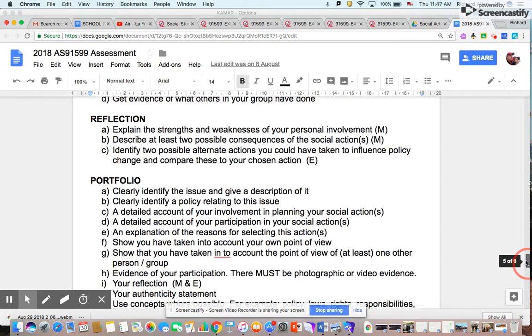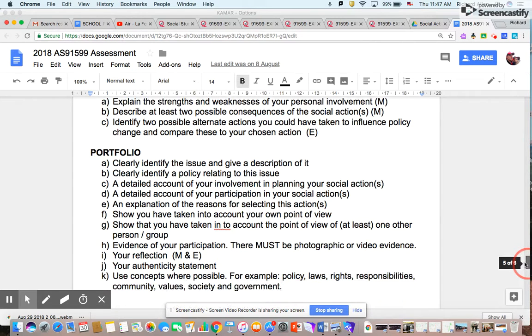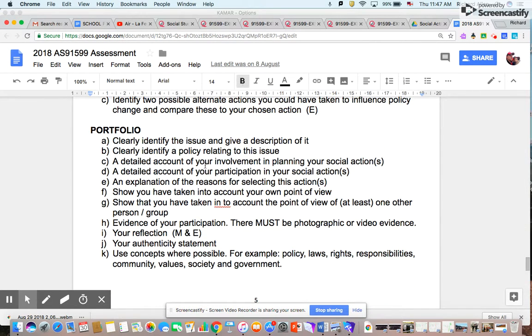The reflection is something that we're going to do later on in class in the final week of term, and if you want to get started on that early, you can. So let's have a look now at what a portfolio is. There are a number of tasks here that you can work through. H, I, and J are not going to have to be worried about right now, but you're going to have to do A to G. So what do they look like? Let's go have a look.